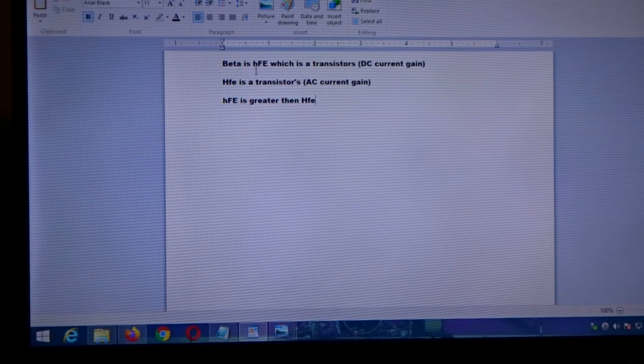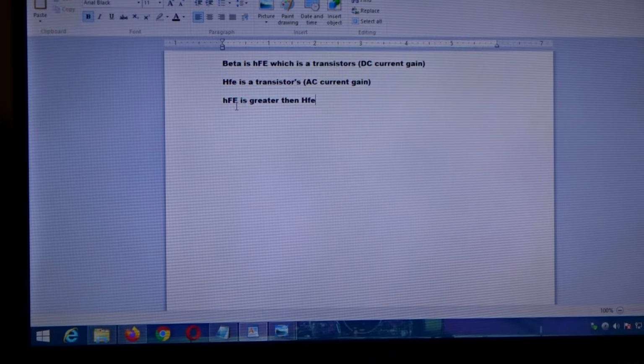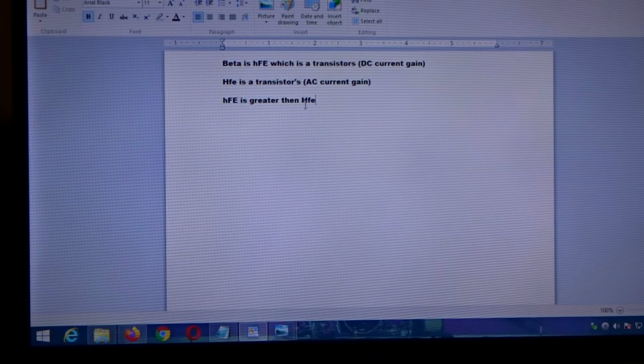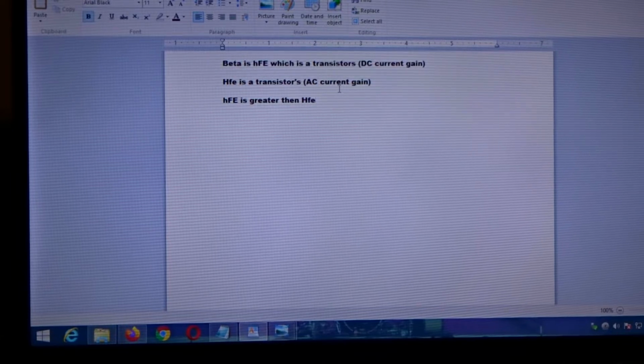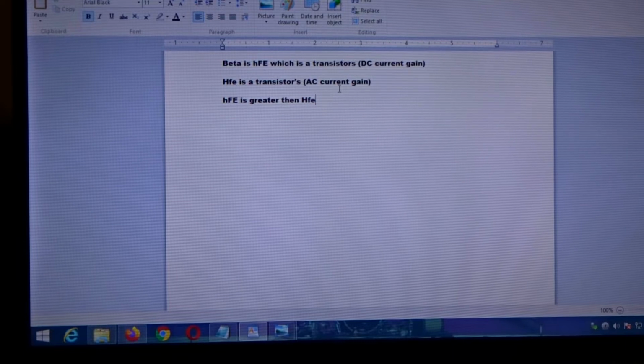And you'll look at the small h with the capital FE. That is hFE, but it's greater than the one that has the capital H with the small fe. The capital H with the small fe is a transistor's AC current gain. So, simply put, just stick your transistor in your Harbor Freight or whatever ohmmeter you have and get your value, and write that value down somewhere else because you're going to need it later on.